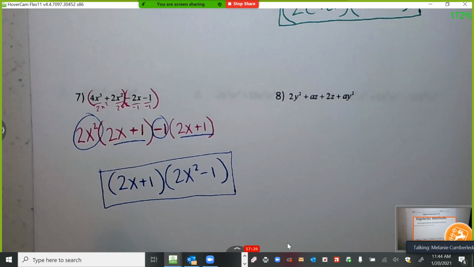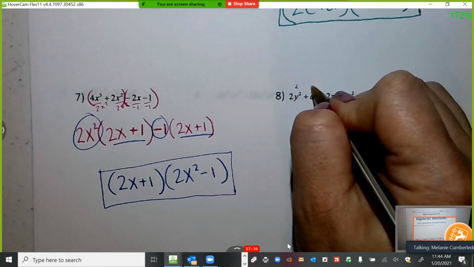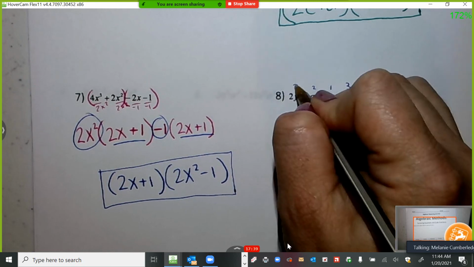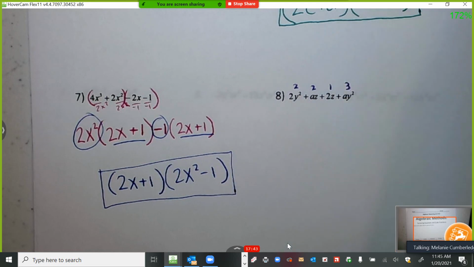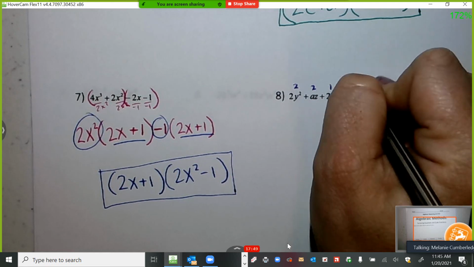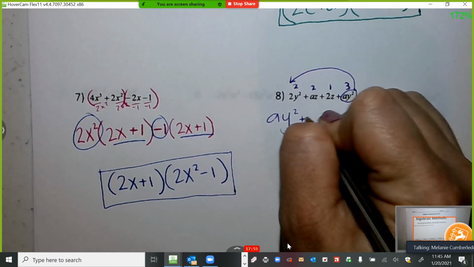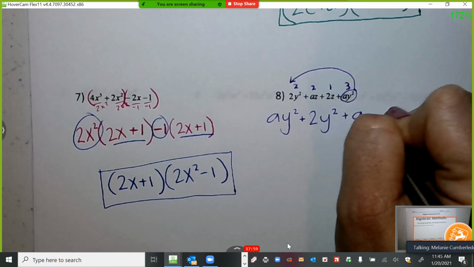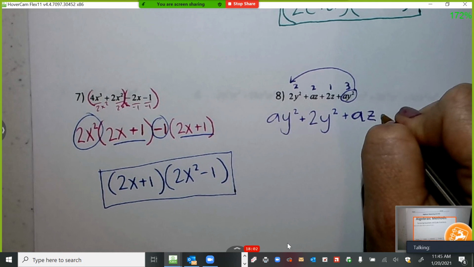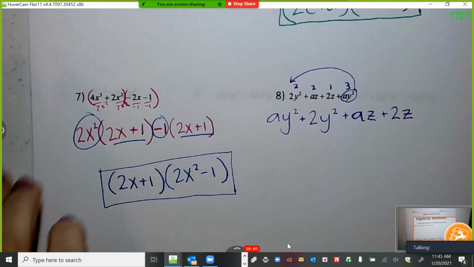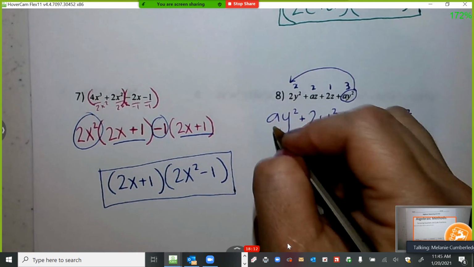Any questions with that one? So let's look at this last one. First things first, we need to check the degrees. So degree of 2, degree of 2, degree of 1, degree of 3. So is it in the right order? No. So we need to take this ay squared and move it to the front. Then it'll be 3, 2, 2, 1, which is correct. So we have ay squared plus 2y squared plus az plus 2z. And now we'll do grouping, because there is not a GCF of all 4 terms.